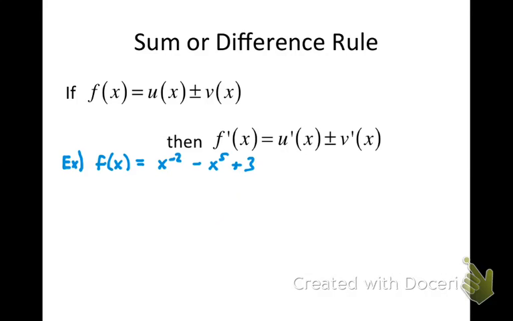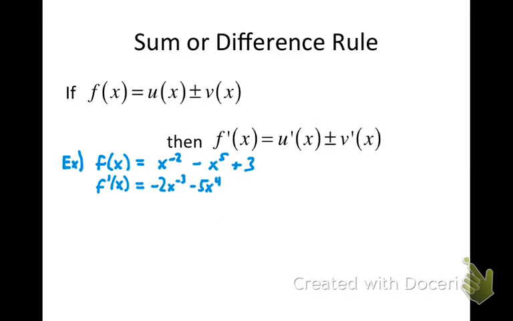Suppose we wanted to differentiate f of x is equal to x to the -2nd power minus x to the 5th plus 3. All we've got to do to find f prime of x is differentiate each term in that polynomial function or power function. So we would have -2x to the -3rd minus 5x to the 4th. And then I'm giving you a little practice with the constant rule here. The derivative of 3 is 0, so that term is going to go away.